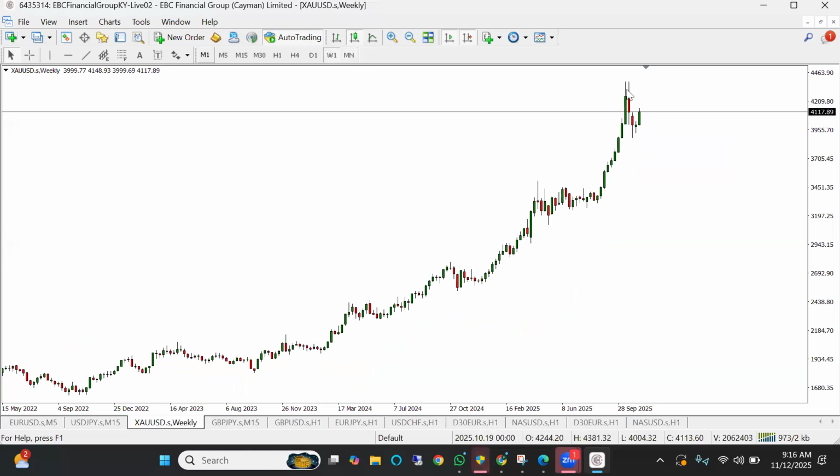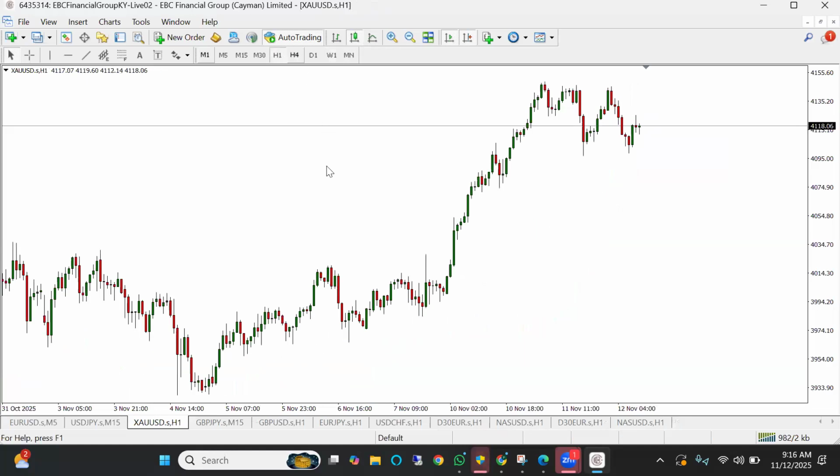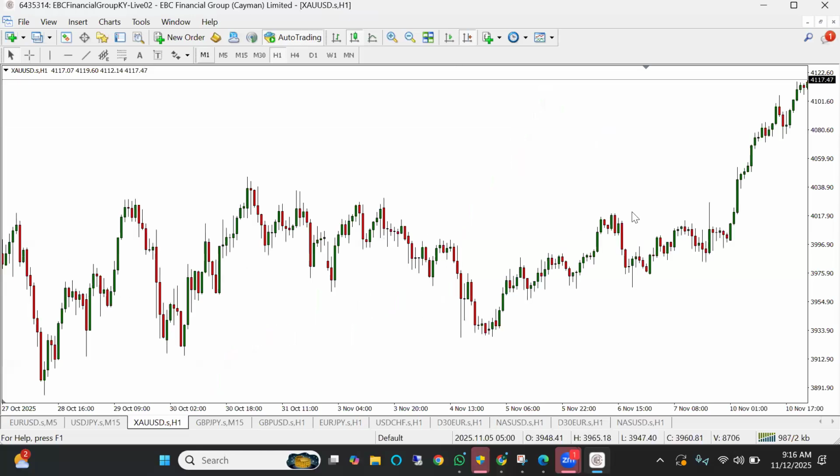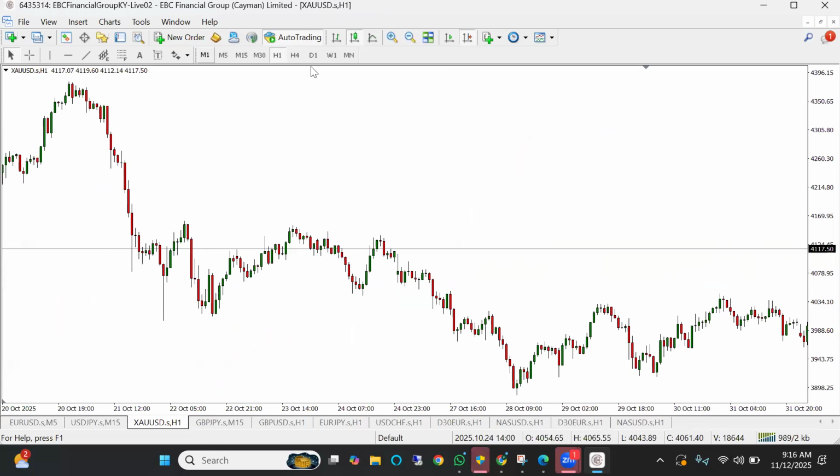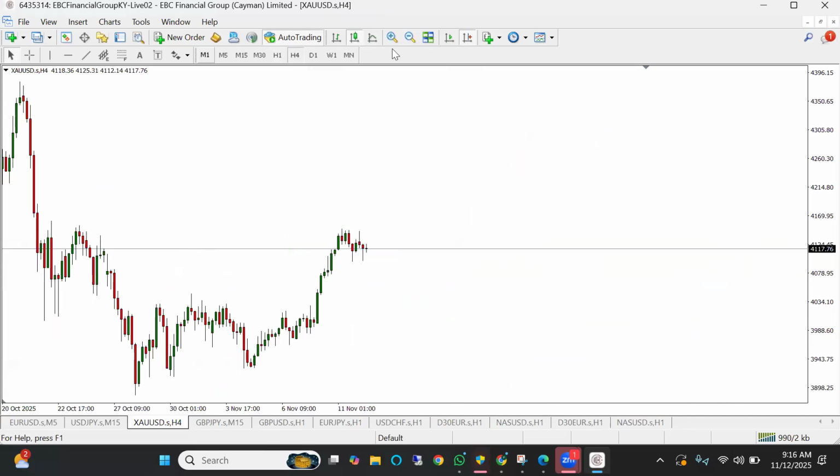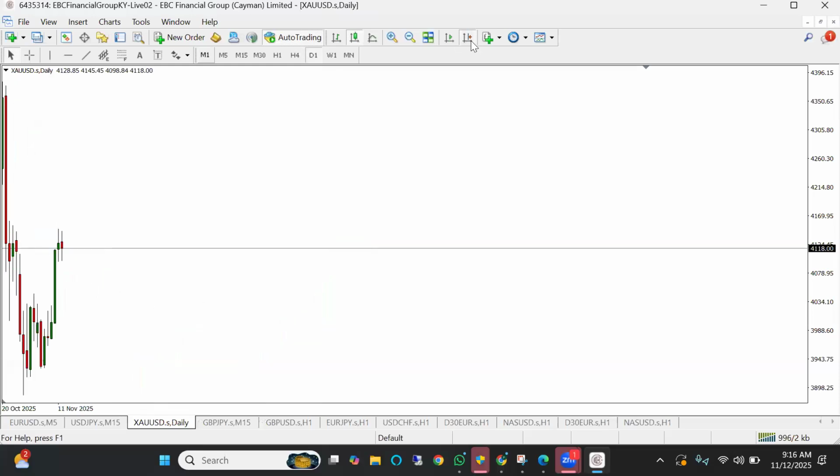For the past 2 weeks, we have seen a pullback on the weekly time frame. If you go to the 1 hour time frame, it's going to look like a massive sell-off. But it's just a pullback on the higher time frame. So it means that gold is still not on a downward trajectory yet. We are still on an upward trajectory.